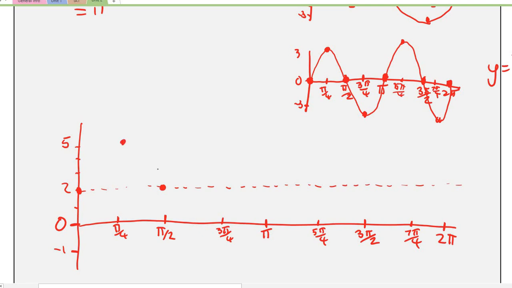And then, so median point, peak, median point, what's next in the pattern? Trough. So at 3 pi on 4, there's a trough at negative 1. At pi, there's a median point. At 5 pi on 4, there's a peak at 5. 3 pi on 2, there's a median point. 7 pi on 4, there's a trough. 2 pi, there's a median value. Draw them together.